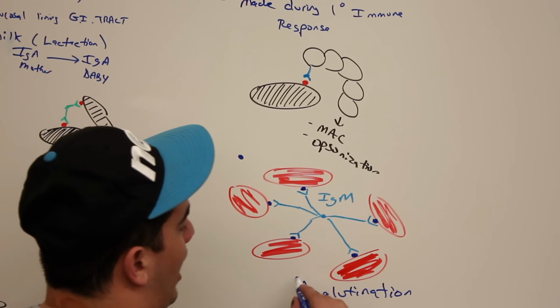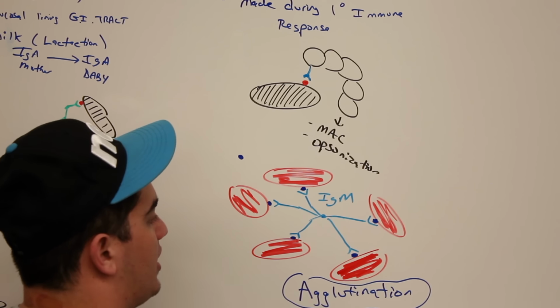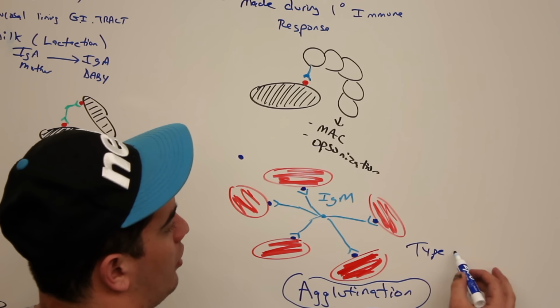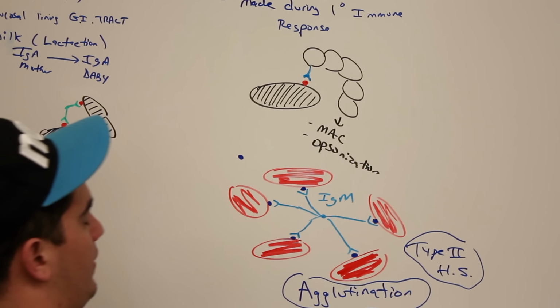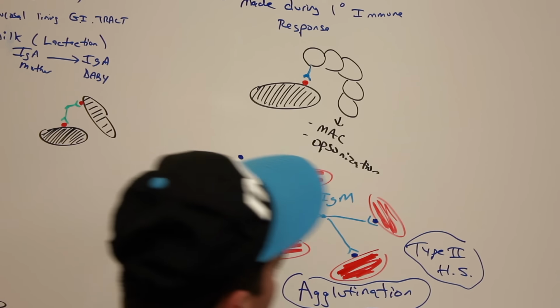This is a type 2 hypersensitivity. All right, so this is actually what's called a type 2 hypersensitivity whenever there is a mismatched blood transfusion. And we'll talk about that more in pathology.